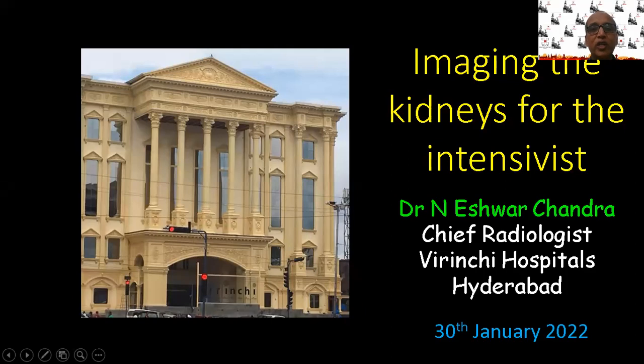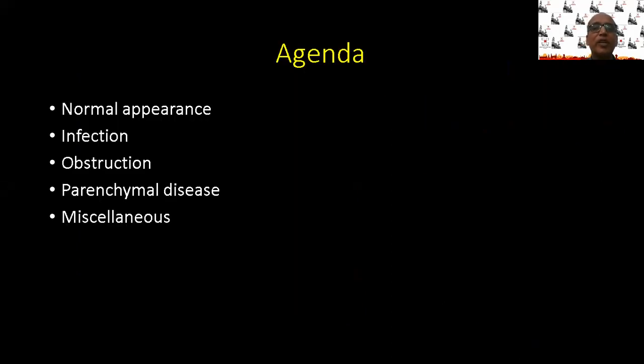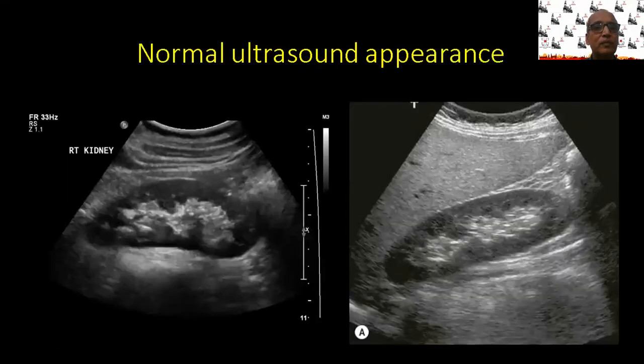Good afternoon, everyone. In the next 20 to 25 minutes, I'll be talking about imaging the kidneys for the intensivist. The brief agenda would be like this. We'll first see the normal appearances of the kidneys, especially on ultrasound. And after that, we'll be dealing with infection, obstruction, parenchymal disease, and a few miscellaneous conditions as we go on.